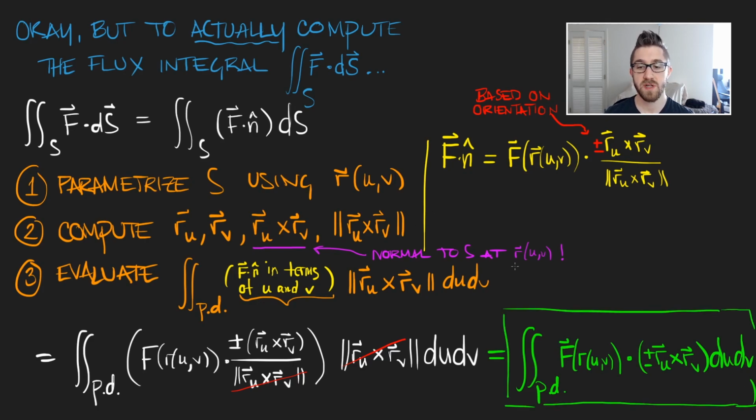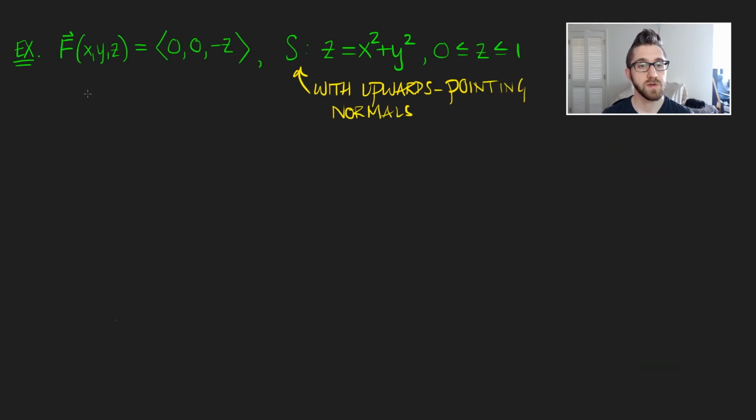Anytime you can parameterize a surface, you can compute a flux integral of a vector field over that surface using this formula. So lastly, let's do exactly that. Let's compute the flux of this vector field, 0, 0, negative z, through this surface, z equals x squared plus y squared, and actually just the portion of it that's between z equals 0 and 1.